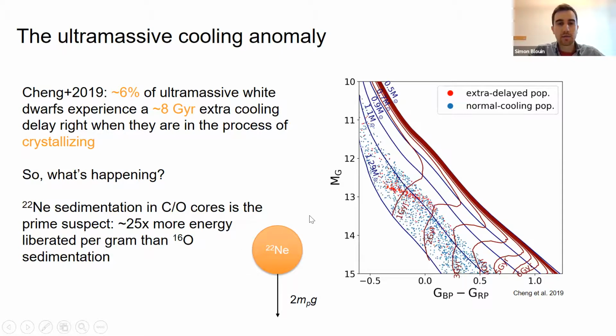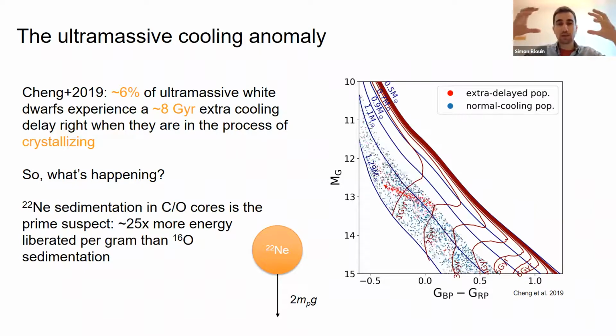Paper, neon-22 was identified as the prime suspect. Because neon-22 has those 2 excess neutrons, in the sense that it has 2 more neutrons than protons, it can release a lot of gravitational energy if you find a way to move it from the outer layers of the core towards the very center of the core.